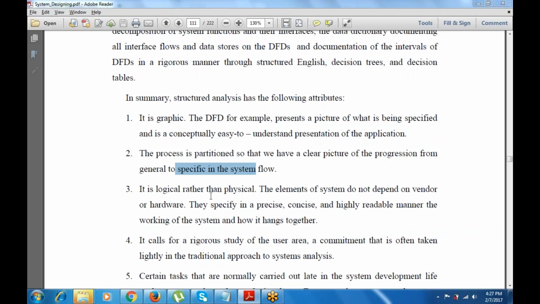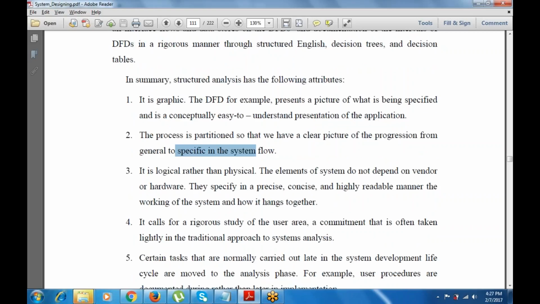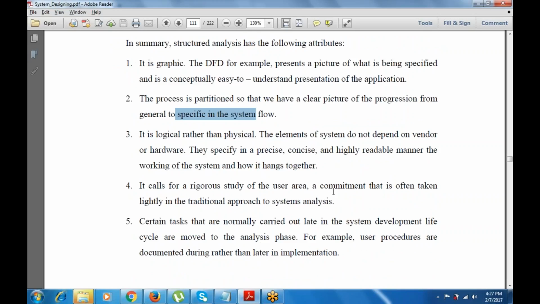Whatever the DFD is, what is the logical method that is used with the physical data, or whatever the scenarios that are available with the data. And the elements of a system do not depend on the vendor or the hardware, whatever the scenarios, whatever the hardware that is available with this.